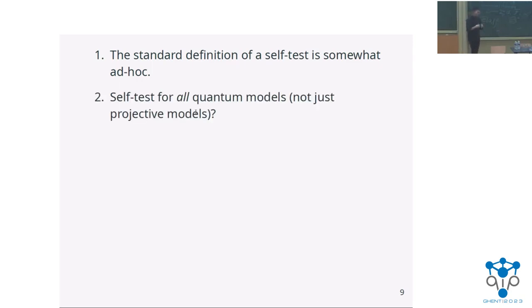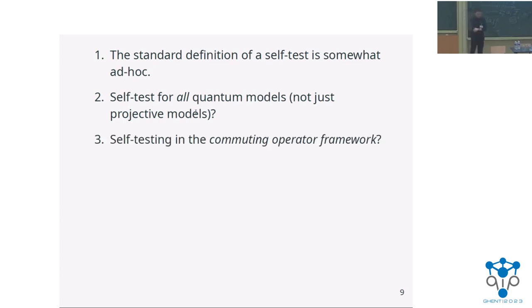Second, most of the self-testing protocols used in quantum cryptography and in quantum complexity theory are often self-tests for projective quantum models only. Assume your device is performing PVMs, or assume it is performing PVMs on some larger systems with the help of auxiliary systems, and we can see that the device is trusted. But what if a malicious device, an evil quantum prover, is performing non-projective measurements? So can we have a self-test for all quantum models instead of just self-test for projective quantum models?